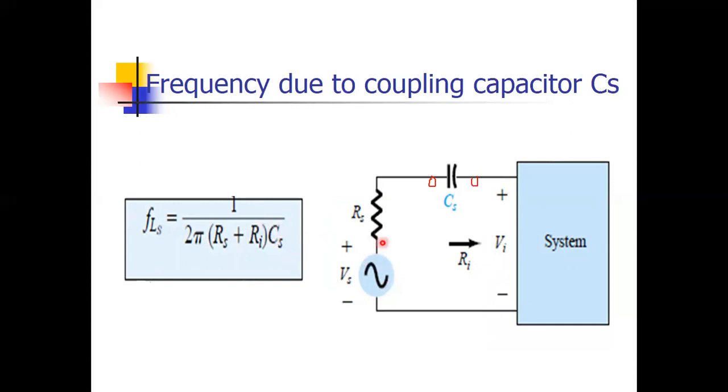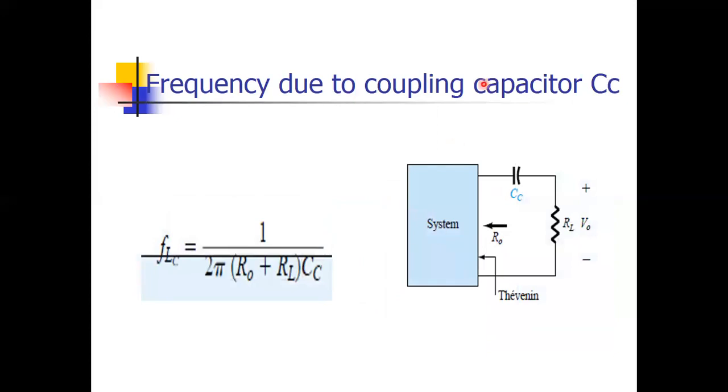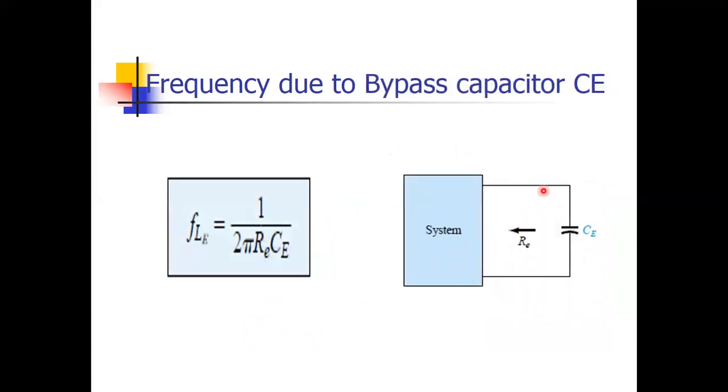Then the same with the next part, the output coupling capacitor. This is the output capacitor, this is the output resistance, and some resistance of the system, whichever it is connected with. So across this capacitance, both resistances will be in series. So f equals 1 upon 2 pi into Ro plus RL, into Cc. Next is the bypass capacitance. Same here, the resistance across this and your capacitance. Frequency will be 1 upon 2 pi R into C.